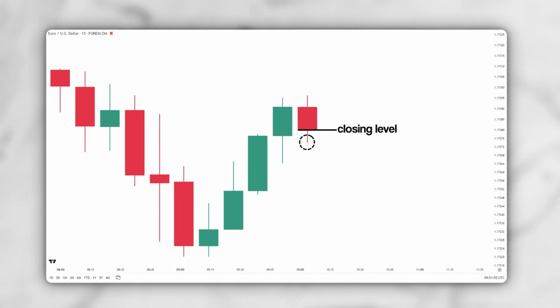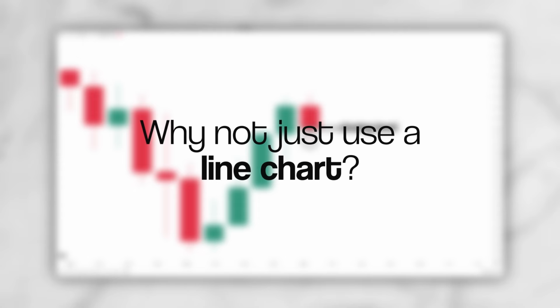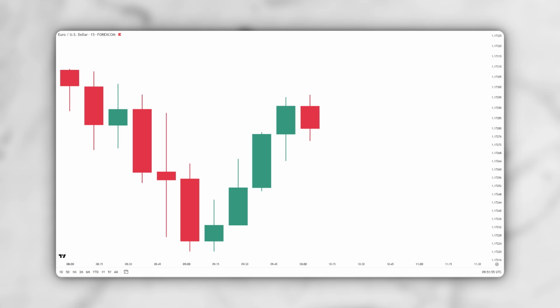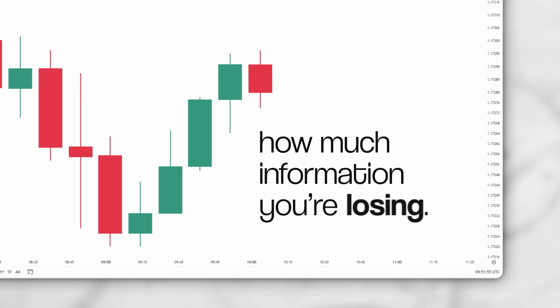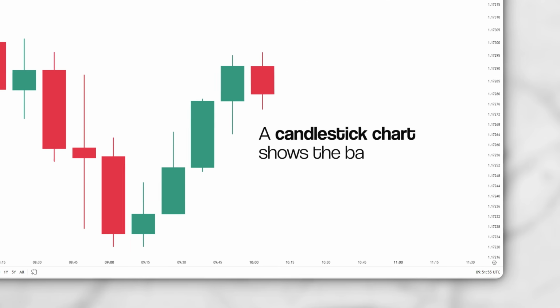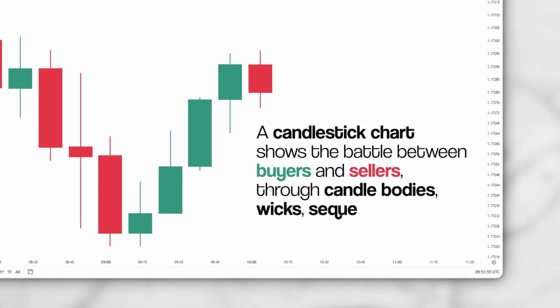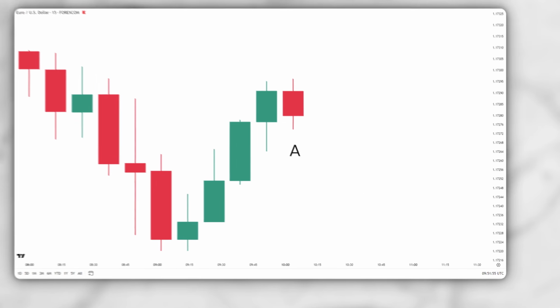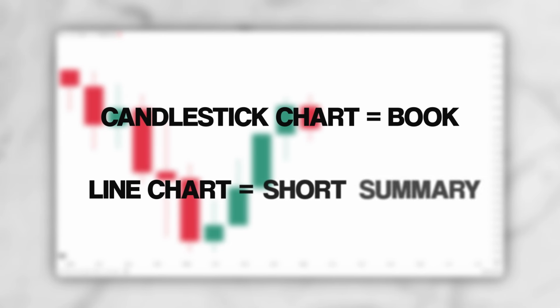At this point, you might ask, why make things so complicated? Why not just use a line chart? And technically, nothing is stopping you from doing that. But the real question is how much information you're losing. A line chart only shows where price moved. A candlestick chart shows the battle between buyers and sellers through candle bodies, wicks, sequences, and patterns. If we use an analogy, a candlestick chart is a book. A line chart is just a short summary.